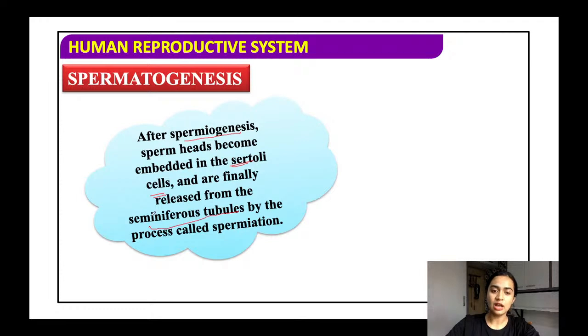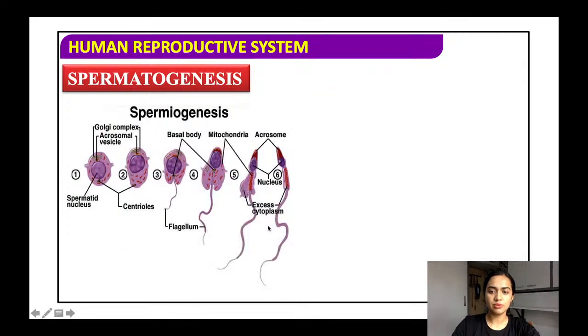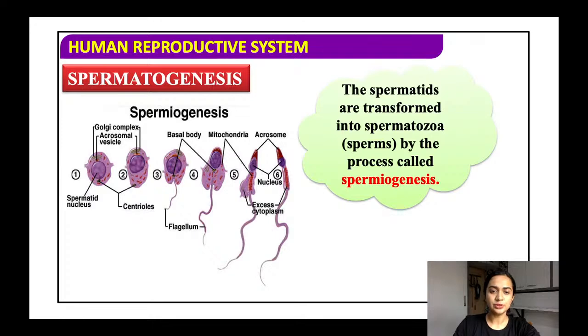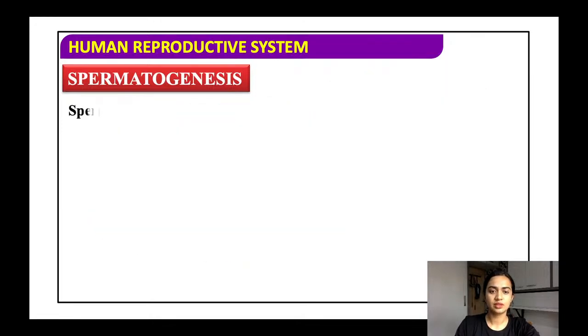Now the seminiferous tubules will release them only when they are mature, or the process of formation is completed. This process of release of the gametes, or the sperms, from the seminiferous tubules is called spermiation. All right, again a very important concept, and you need to remember the difference between spermiation, spermatogenesis, and what we saw before, that is spermiogenesis. Alright?